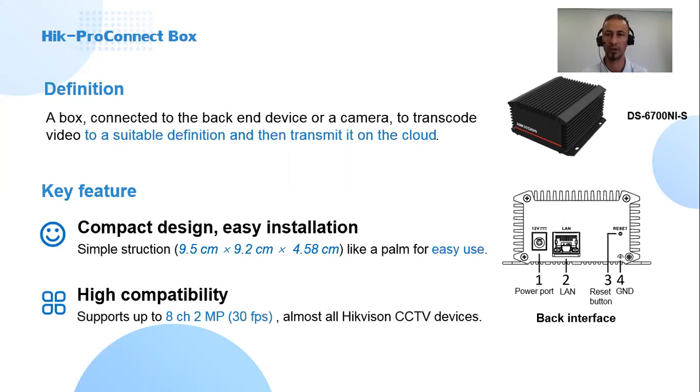Then just the key features: it's a very small box, 9.5 centimeters by 9.2, which is in the palm of your hand and very easy to set up. It just has power and a LAN cable connected directly to your router or to your switch. Then you can physically add it onto your HIK-Pro Connect as a device itself, and set up the particular cameras or devices that you would like recording to happen on. Also remember the high compatibility. It supports up to eight channels at 2 megapixels at 30 frames per second.